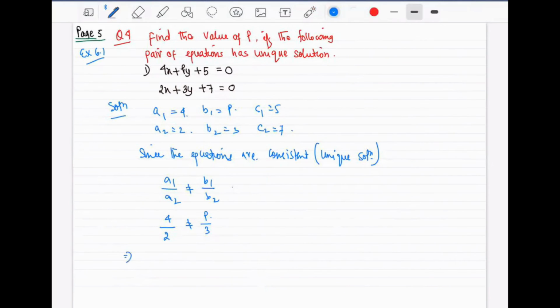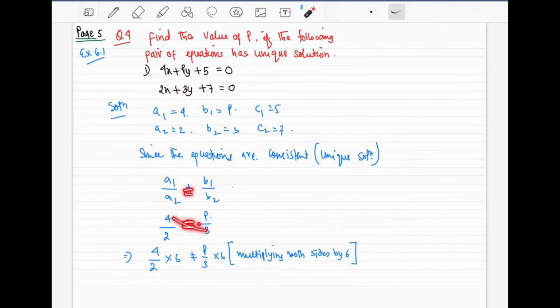Now we are multiplying both sides by how much? 6. If we have equal to in between, you can just cross multiply them, okay? But you cannot do that because there is not an equal sign in between. Let's cancel 2 and 6, 3 and 6. We are going to get 2 3s is 6 here, 3 here, 3 2s is 6 here. What is remaining? Look, 4 and 3, p and 2. We get 4 3s are 12, does not equal to twice p.